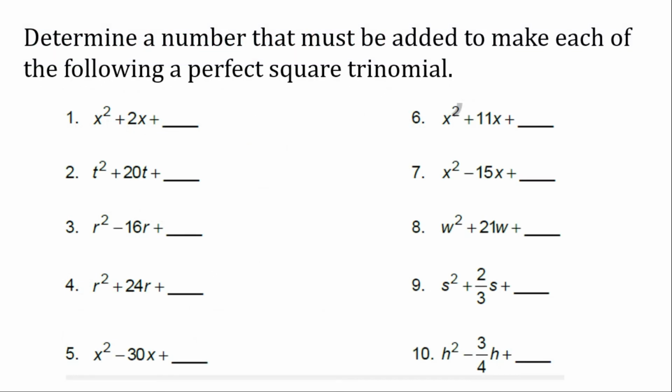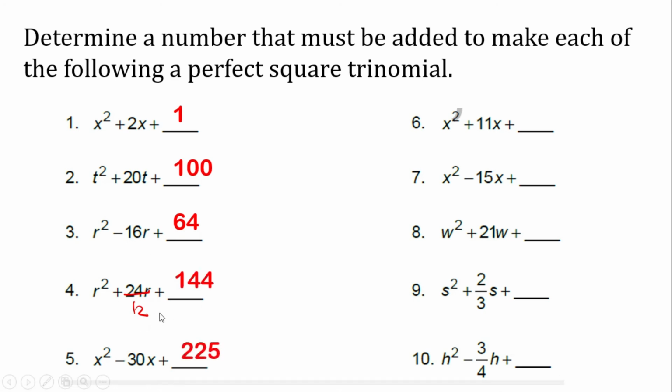Okay, with this one, I'll give you a few minutes to answer this. So you may pause the video and try to answer it. Ready, go. Okay, I hope that you answered this. So this will be our answer. 2 divided by 2 squared is 1. 20 divided by 2 is 10, squared, that is 100. 16 divided by 2, that is 8. 8 squared is 64. 24 divided by 2 is 12. 12 squared is 144.